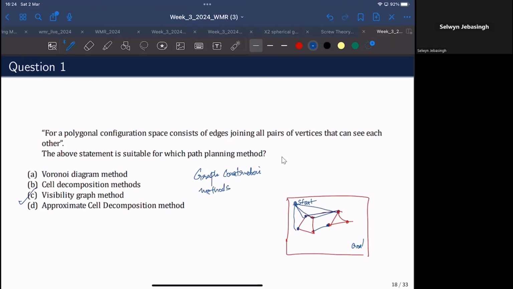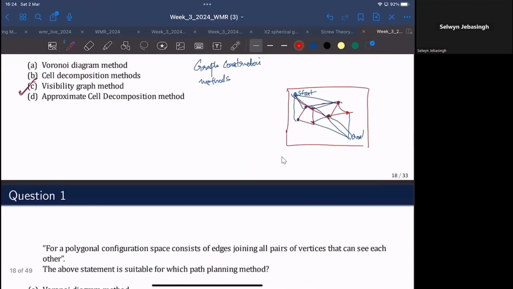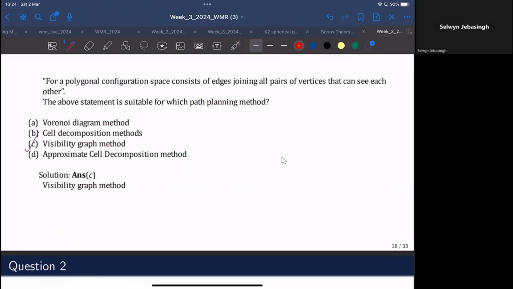And the goal position can see this vertex, this vertex, these vertices, all these things. The shortest path would be somewhat like this from start to goal. And as you can see, the path actually moves as close as possible to the obstacles. So these were all defining features of the visibility graph. I hope there is no further doubt or conflict in that regard. So the answer is indeed option C, visibility graph.